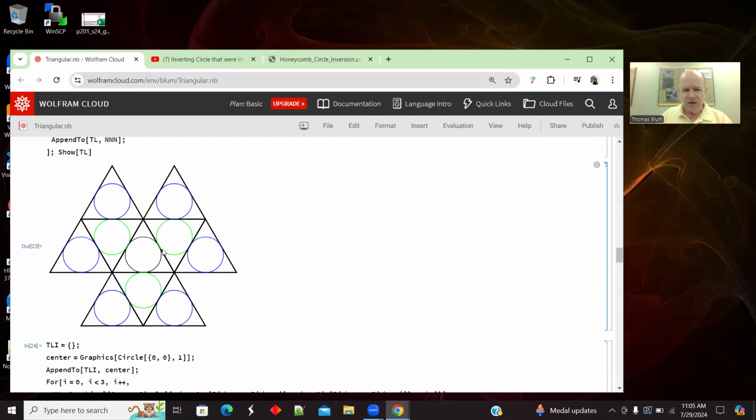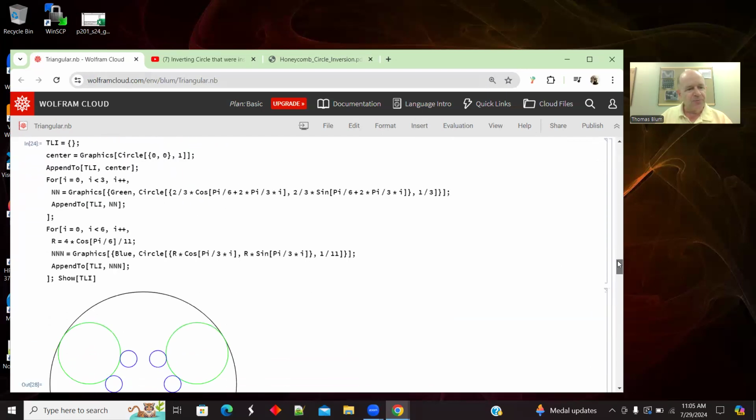In some of the positions, the radii of the inverted circles usually end up being nice rational fractions, no cosines, no pi's. Okay, so let's see the inversion here. So I have 2 loops, because there were 3 nearest neighbors and 6 next nearest neighbors. And this is not the radius, this is the radius of the positions of the circles.